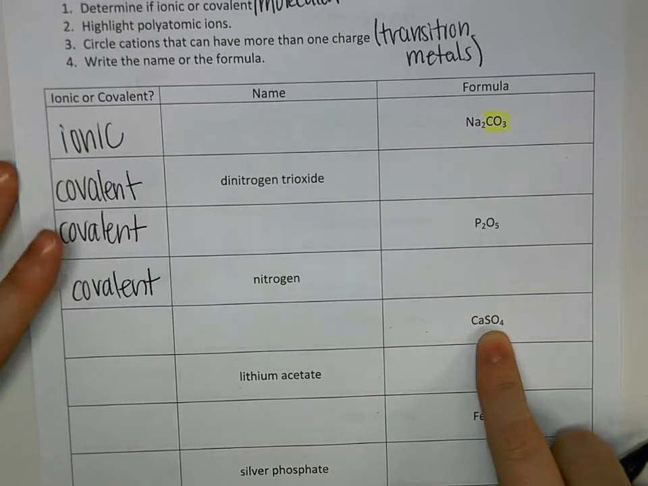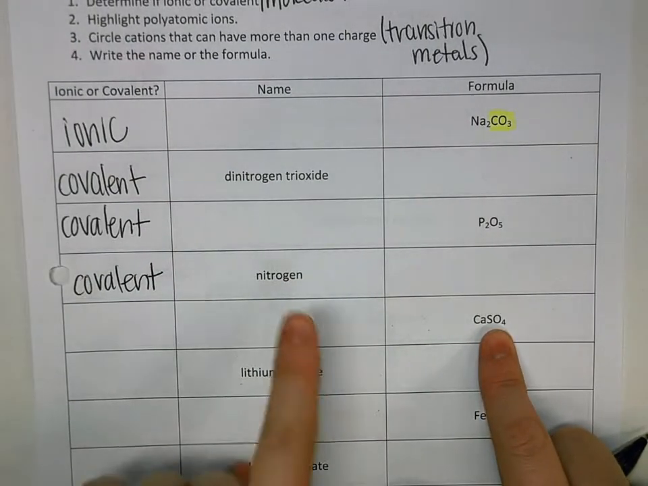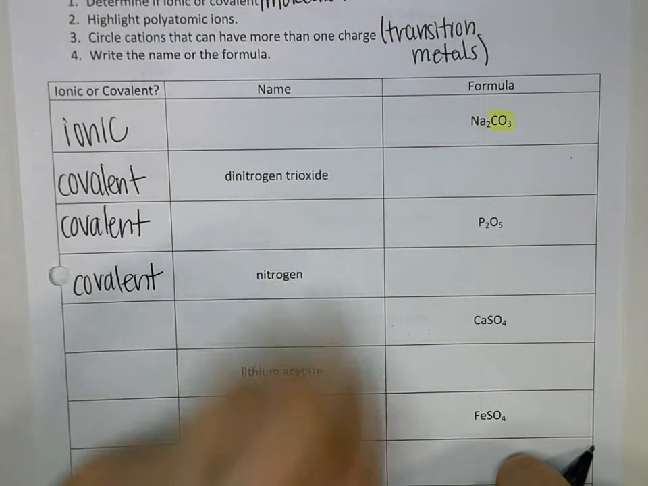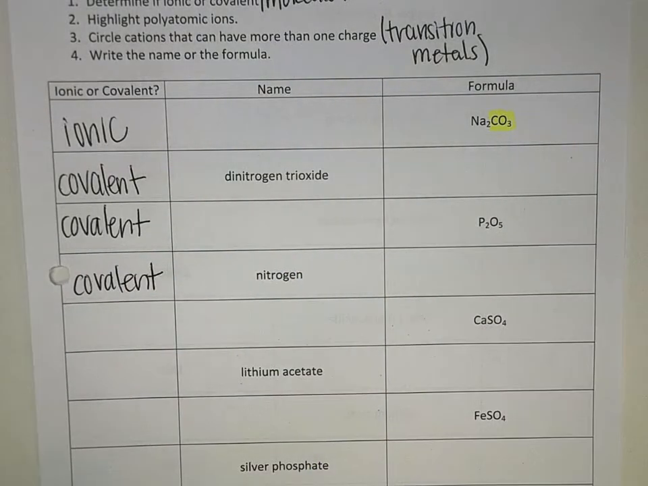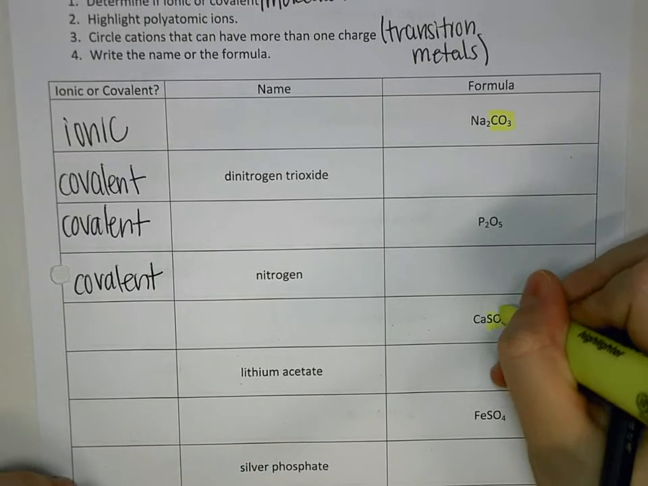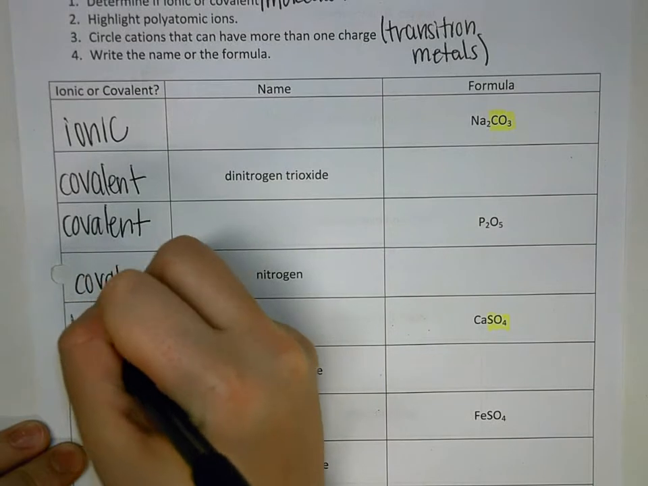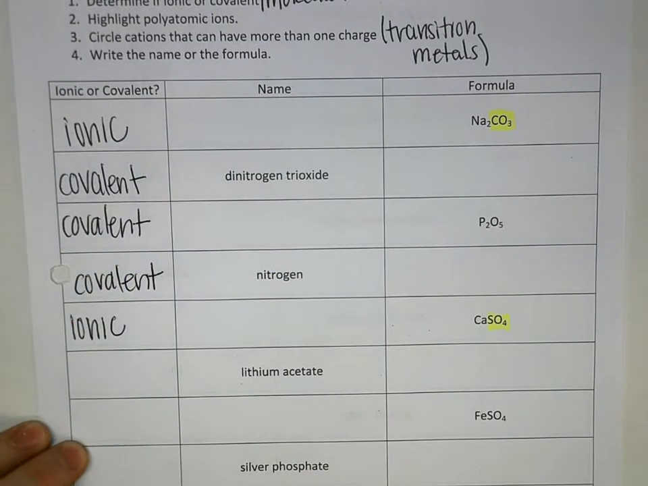Next one, I've got CaSO4. So let's count. Calcium, sulfur, oxygen. 3 different kinds of atoms means that this must contain a polyatomic ion. In this case, it's SO4. So because this has a polyatomic ion, it is ionic.